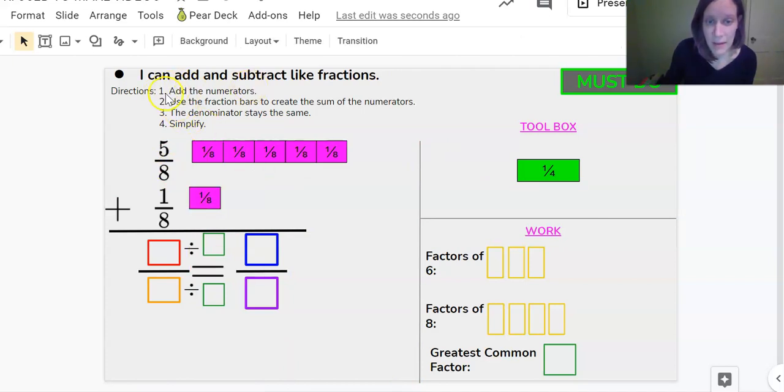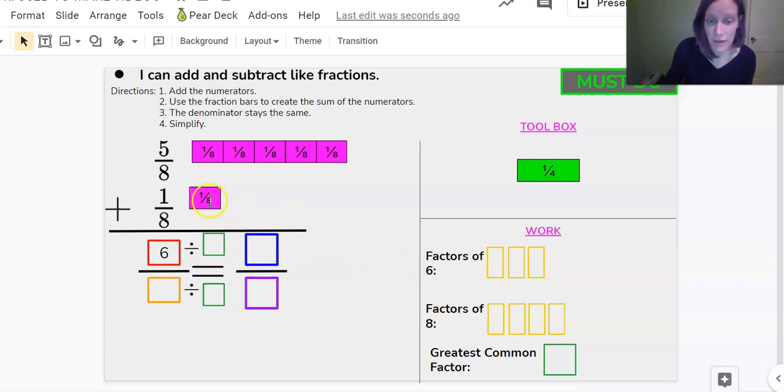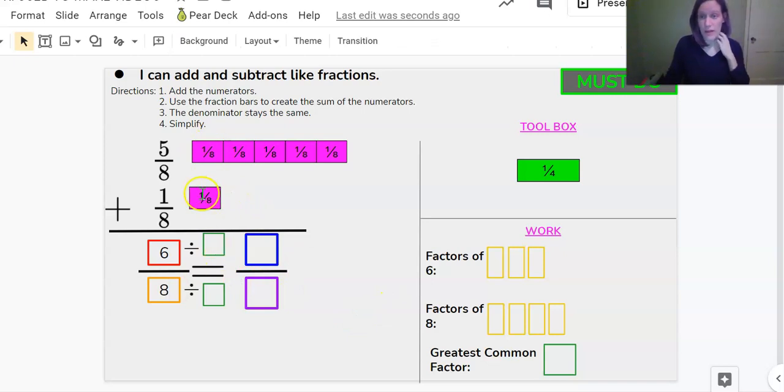And I'm adding them together. I'm only adding the numerators. 5 plus 1 is 6. And the denominator is how many pieces it was cut into. That's not changing, so it's still 8. The denominator always stays the same. 6/8.